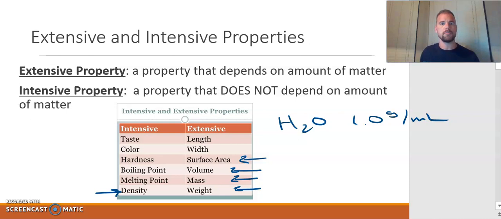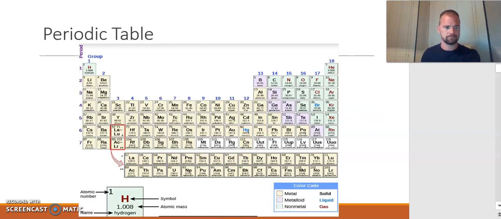What that means is 1 milliliter of water will have a mass of 1 gram. Does it matter if I have a bottle of water or a bucket of water or even a pool of water? Does water's density change? No. Water's density will always be 1 gram per milliliter regardless of the amount that there is. And so density, along with these other ones, are examples of intensive properties. All right, so that wraps up the ways that we can describe matter.